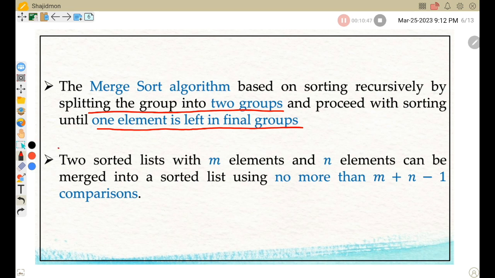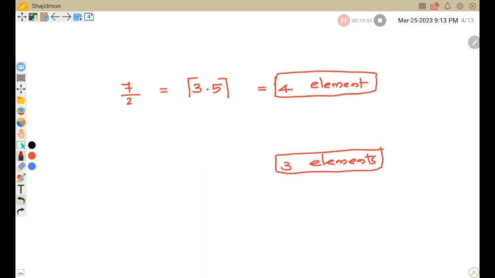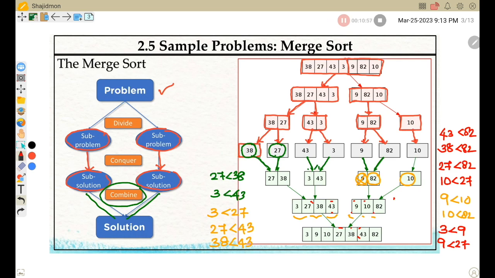Now another important point we need to discuss here is two sorted lists. You can see in the last example we discussed, we have two sorted lists: 3, 27, 38, 43 and 9, 10, 82. First sorted list, how many elements are there? 1, 2, 3, 4 elements. Next sorted list, how many elements? 1, 2, 3 elements. Correct? So we have two sorted lists.